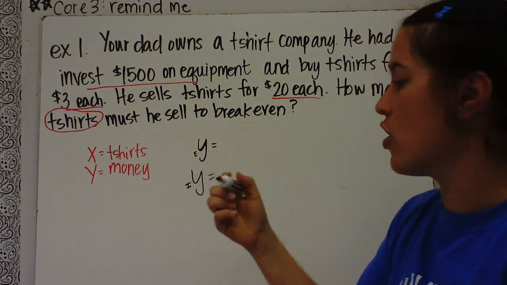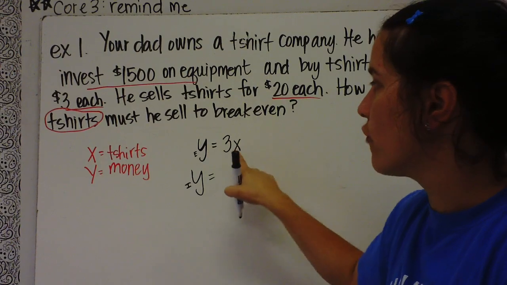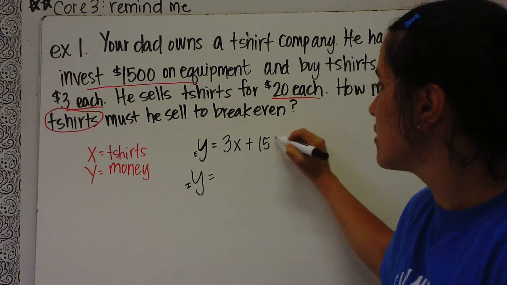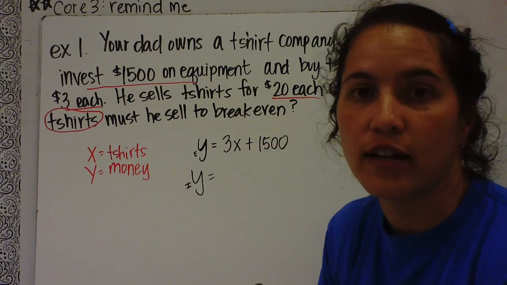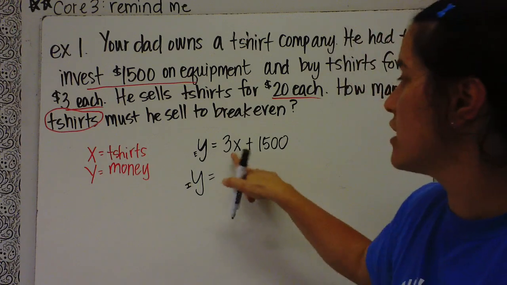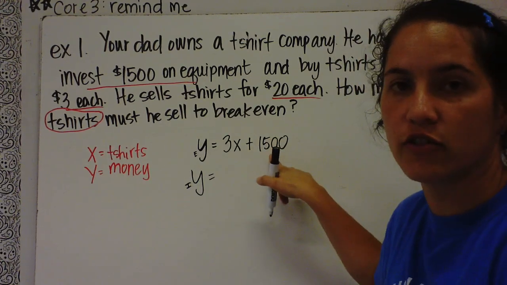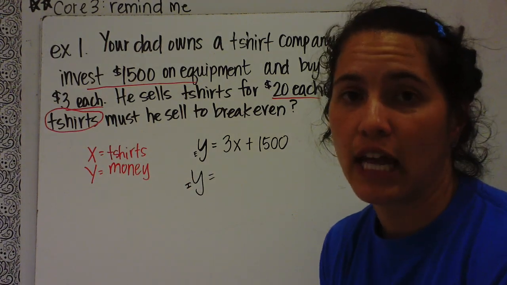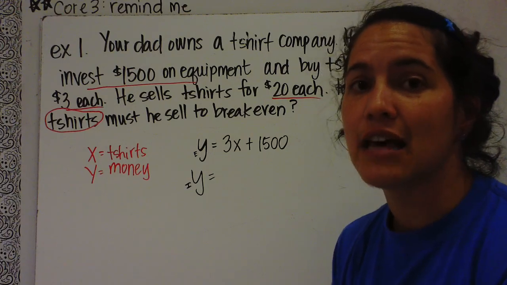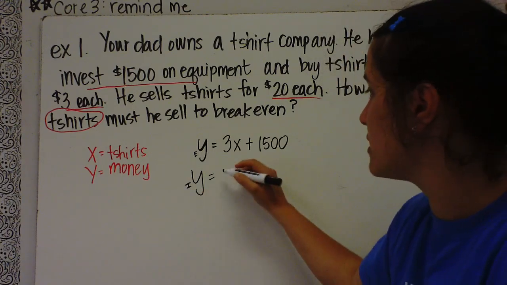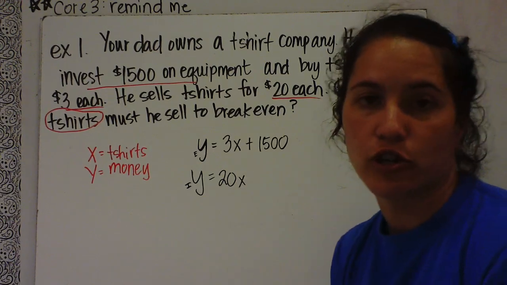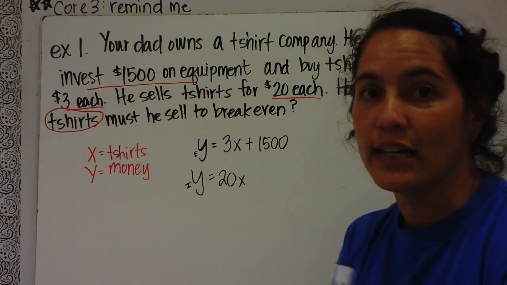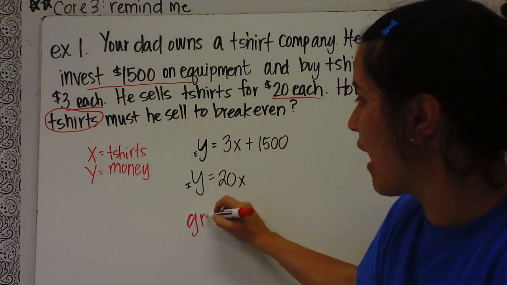So his expenses are $3 for his t-shirts, x, plus the $1,500 he spent on equipment. So $3 for every shirt plus the $1,500 on equipment. Those were his expenses. So to start, he had to spend a lot of money. Now he's going to make his t-shirts and he's going to sell them for $20 each. So his income is $20 for every shirt. And then I have my two y equals equations. Because these are both in y equals form, the easiest thing to do is to graph them.